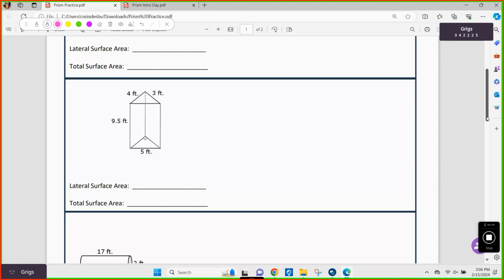So 5 plus 3 plus 4? That would be your perimeter. And then area is 4 times 3. And then what's that?